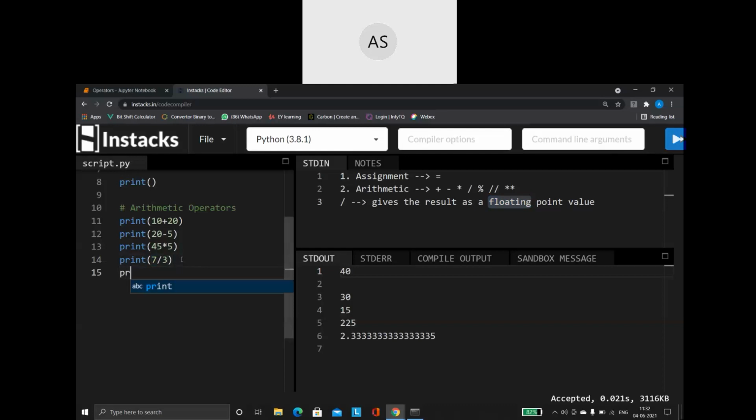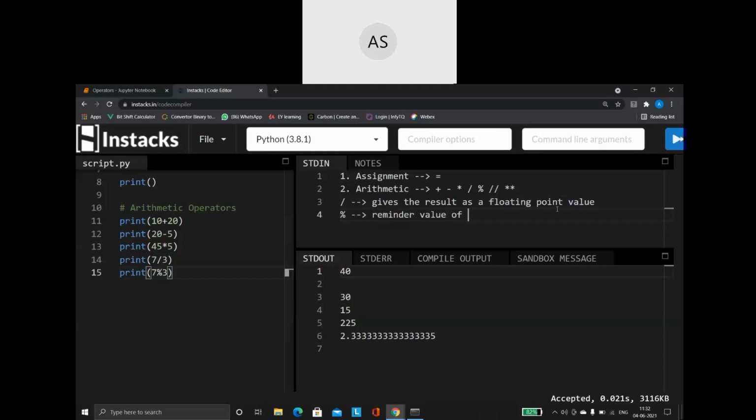Now go for the next one. What is the modulo operator going to do? Remember the modulo operator. The modulo operator is going to give me the remainder value.